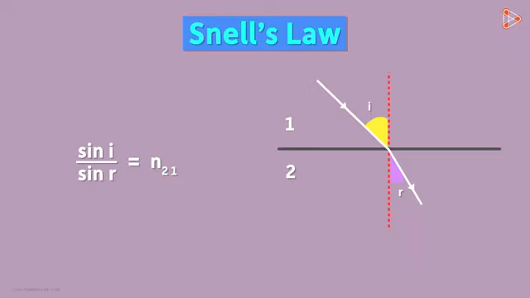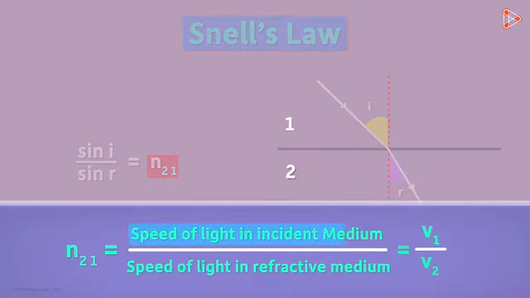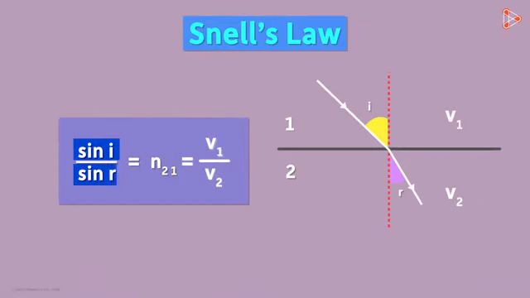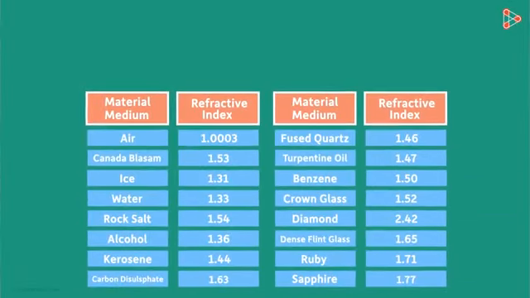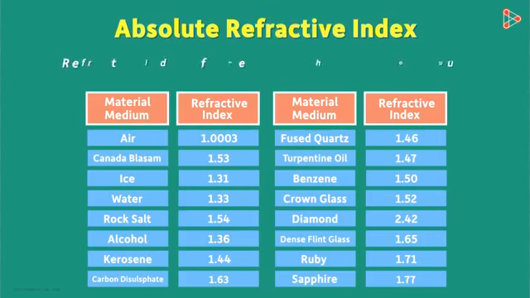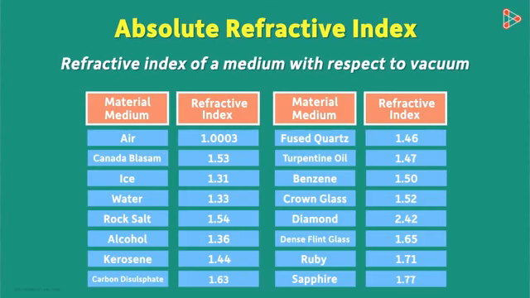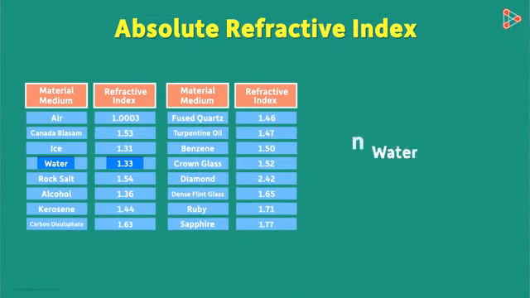In the previous video, we'd seen what n21 means. It is equal to the ratio of the speed of light in the incident medium to the speed of light in the refractive medium. So we can also say that sin i over sin r is v1 over v2. There's yet another way to understand this. We may want to understand the ratio in terms of the absolute refractive indices of the media. Absolute refractive index, if you remember, is the refractive index of a medium with respect to vacuum. For instance, if the refractive medium is water, then it's written like this.